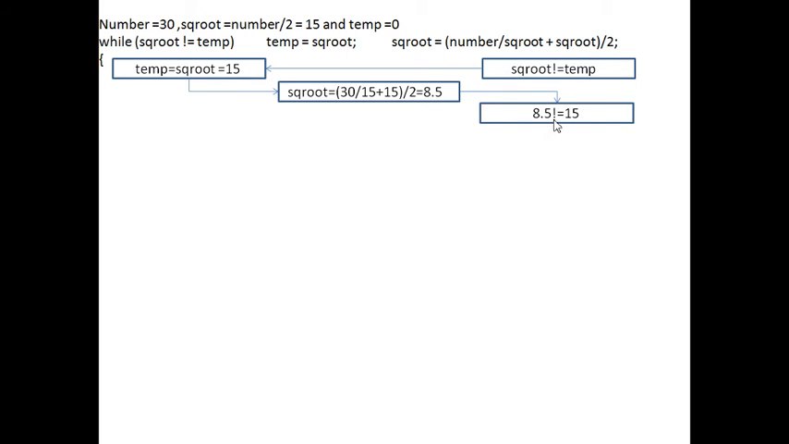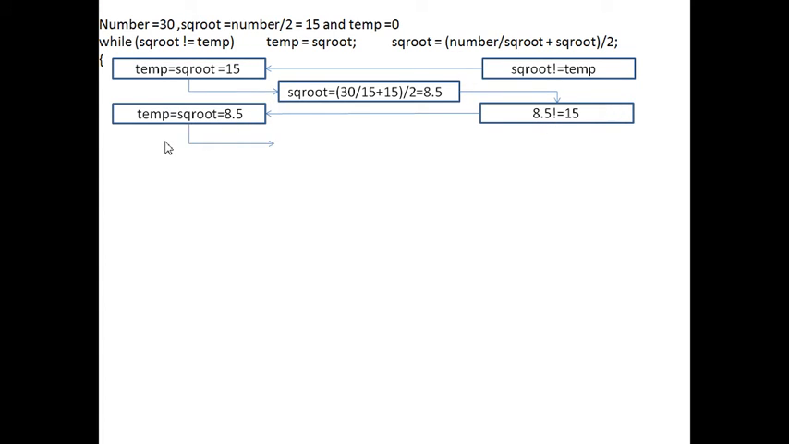8.5 is not equal to 15. The same concept: square root is not equal to temp. Are both equal? No. So now we assign this new value 8.5: temp is equal to square root is equal to 8.5, which we have obtained here.